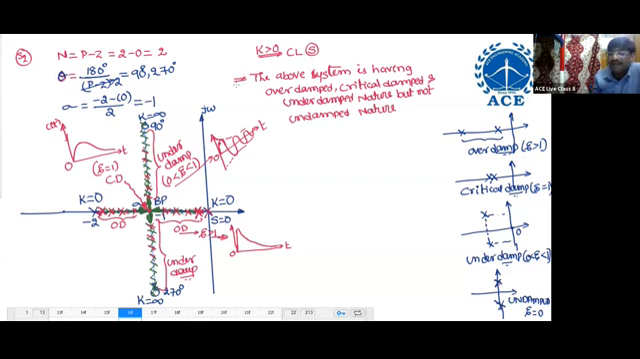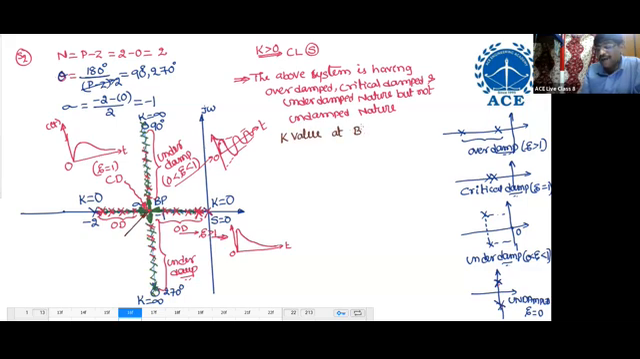Now, what are the K values for different natures here? I want K values for overdamped, critical damped and underdamped natures. How to find K values? To find K values for different natures, we need to find the K value at the breakpoint. How to find the K value at the breakpoint?